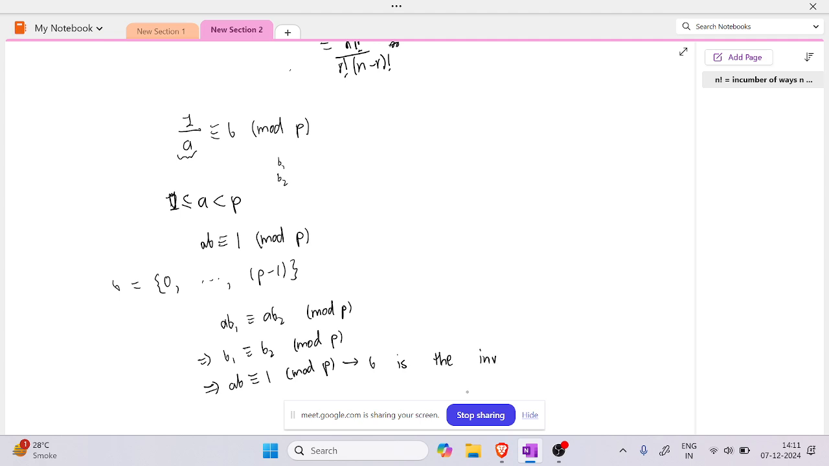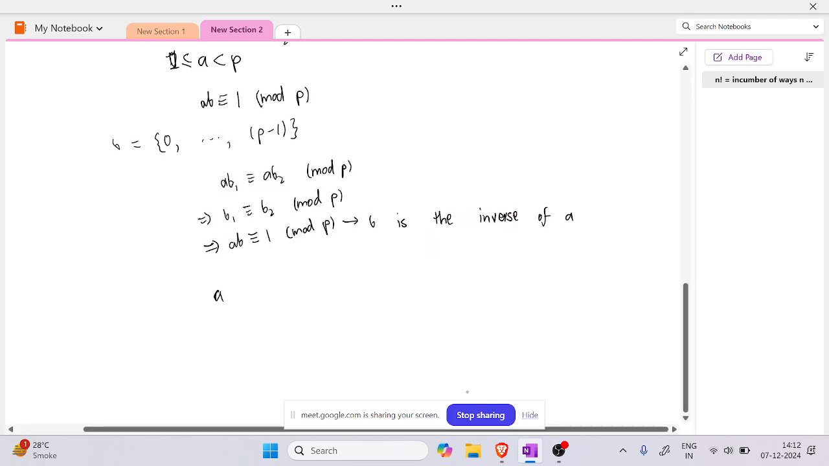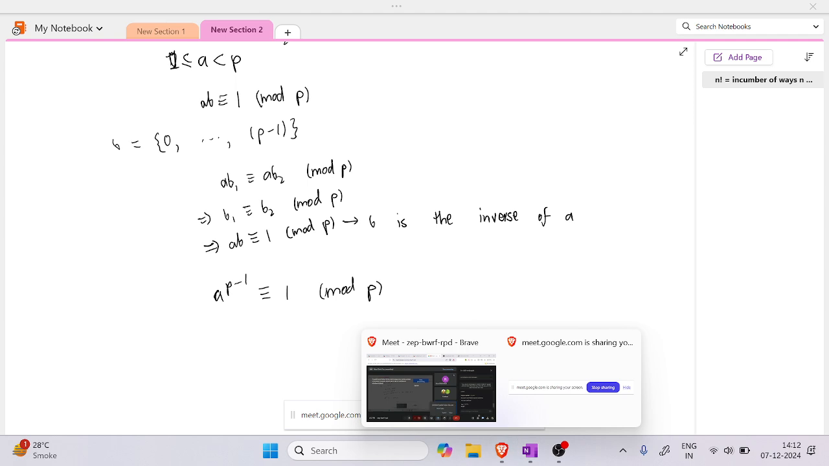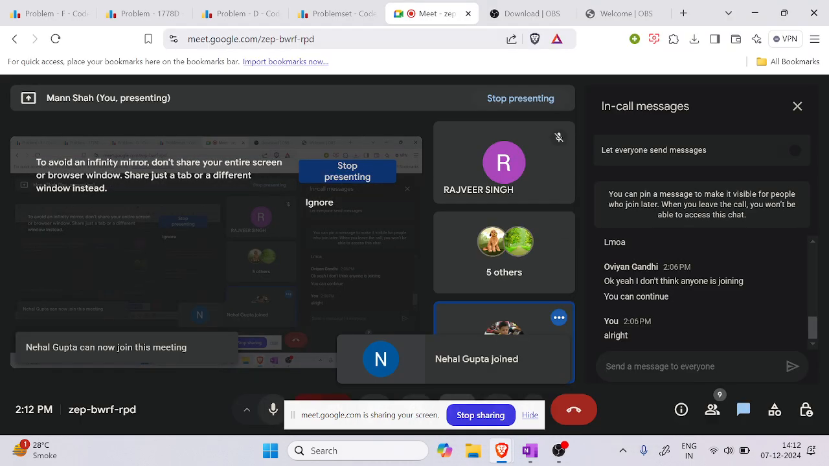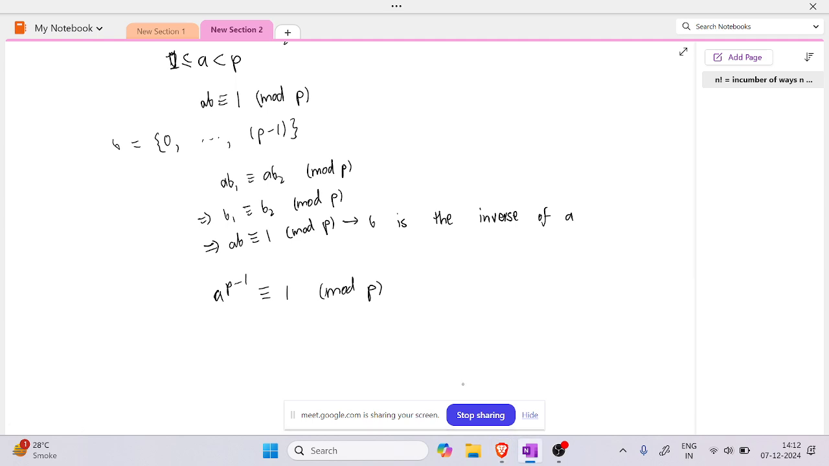And basically what this tells us is that division is defined under modulo p. So basically, what you can do is stuff like a to the p minus 1 is congruent to 1 mod p, and this is Fermat's theorem.